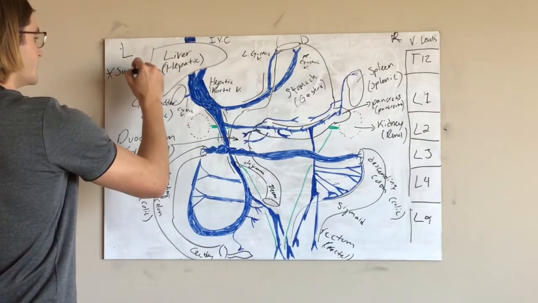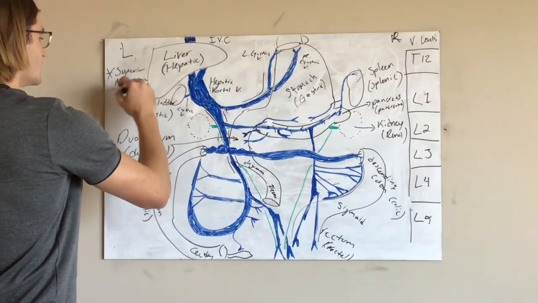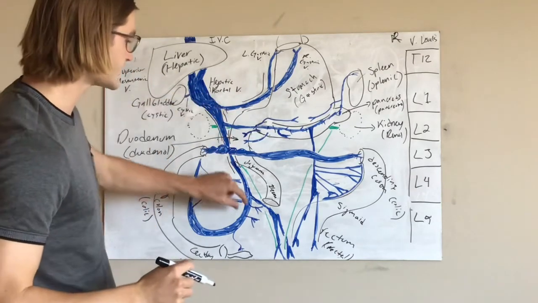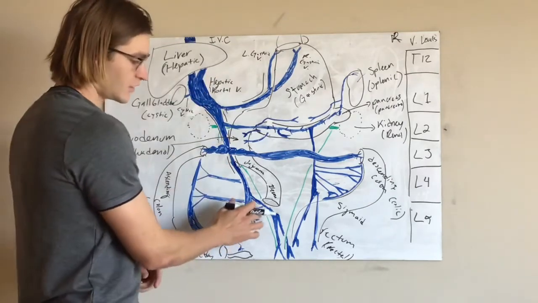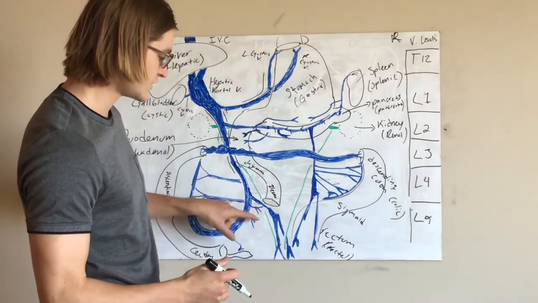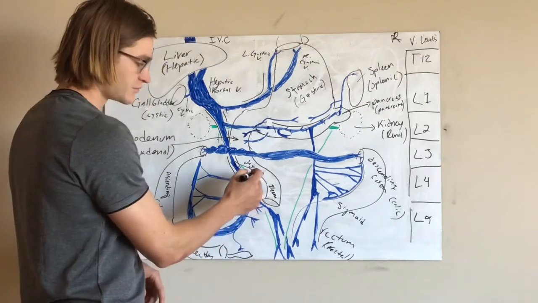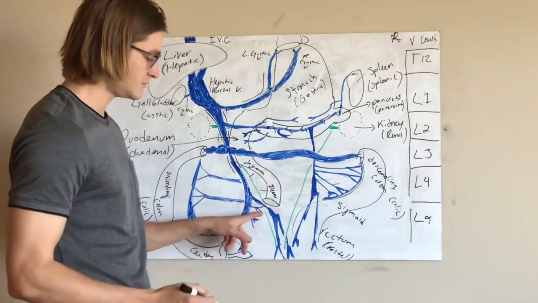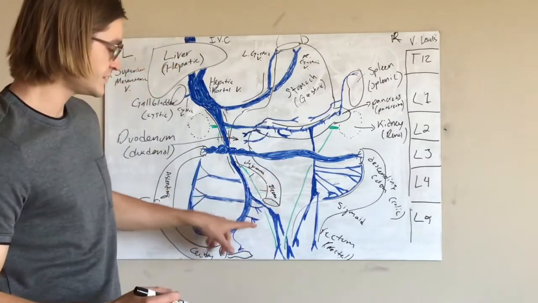Superior mesenteric vein. So superior mesenteric vein. And then it's going to give off our jejunal and ileal branches. So the jejunal and ileal branches. That'll supply the jejunum and the ileum. So jejunal and ileal branches.